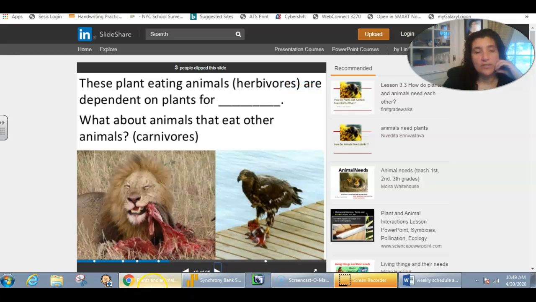What are these? This is a lion, and I think that's a hawk or something. These plant-eating animals are dependent on plants for what? And what about animals that eat other animals? They're carnivores. You see them here. So these plant-eating animals are dependent on plants for survival. That's how they survive. They depend on plants for food.